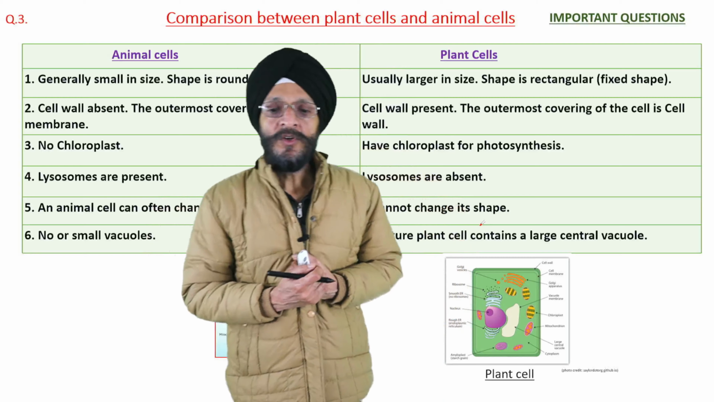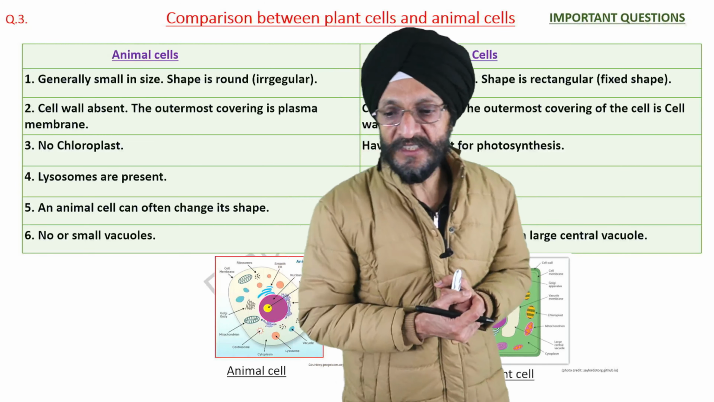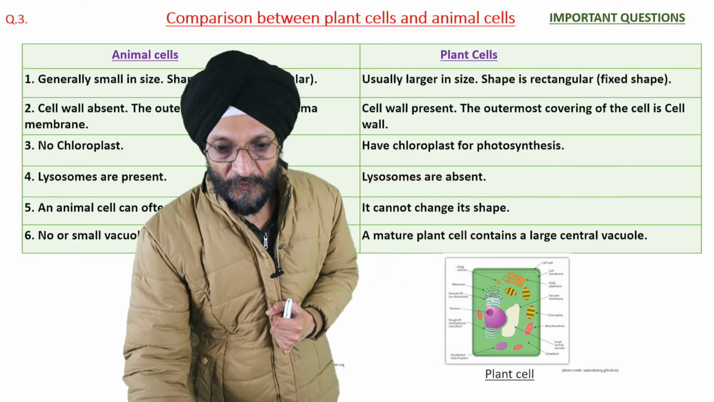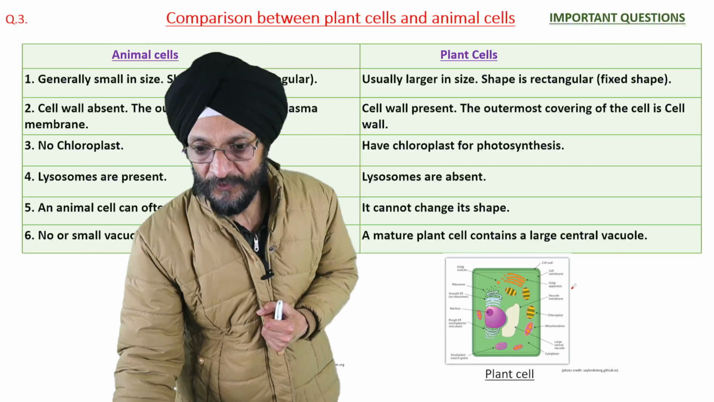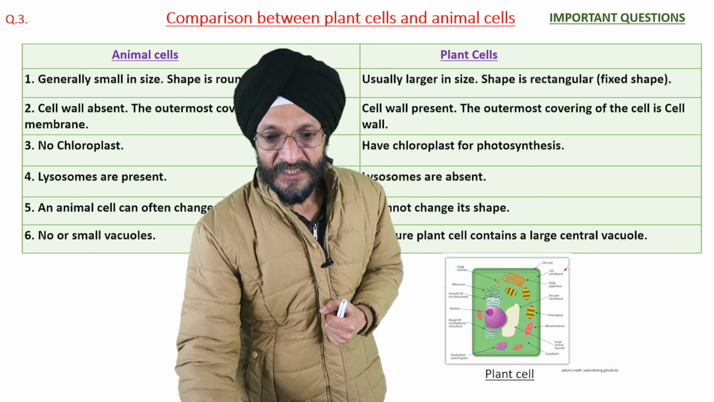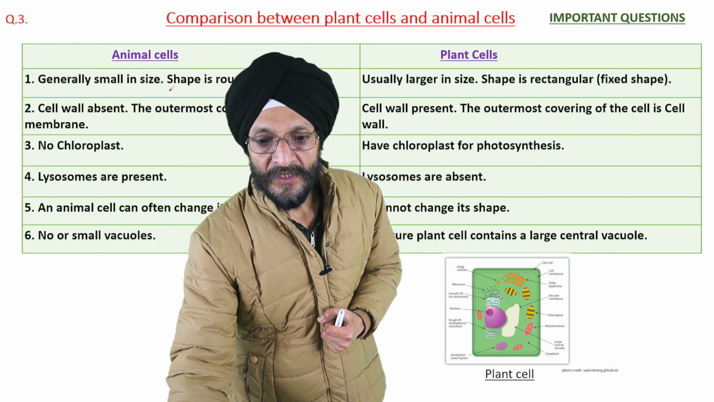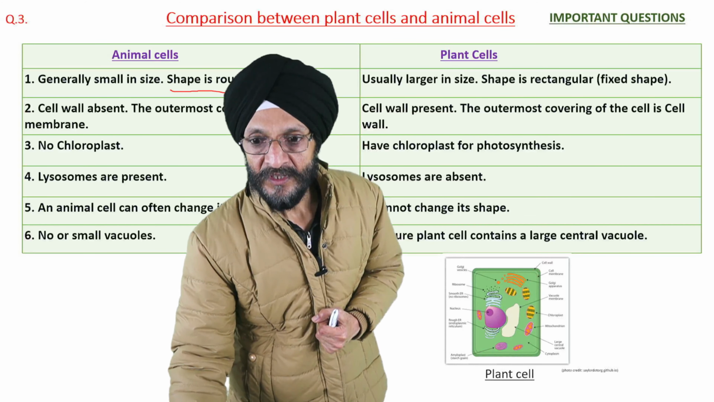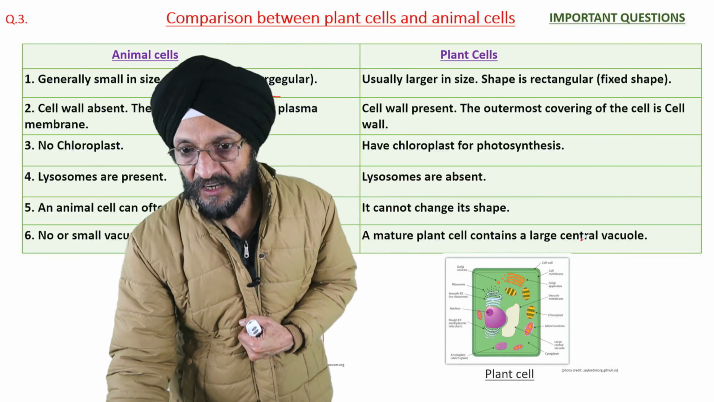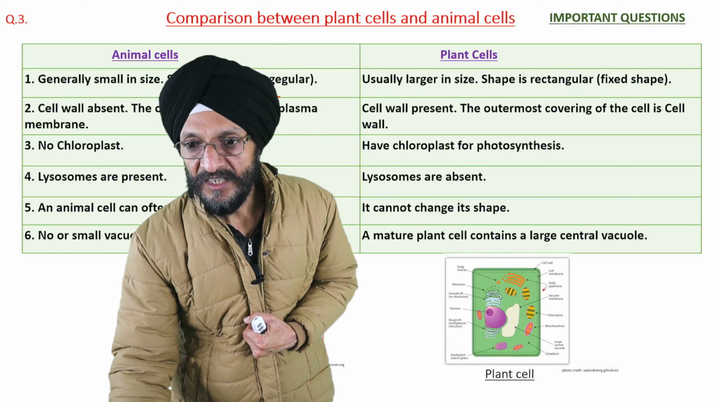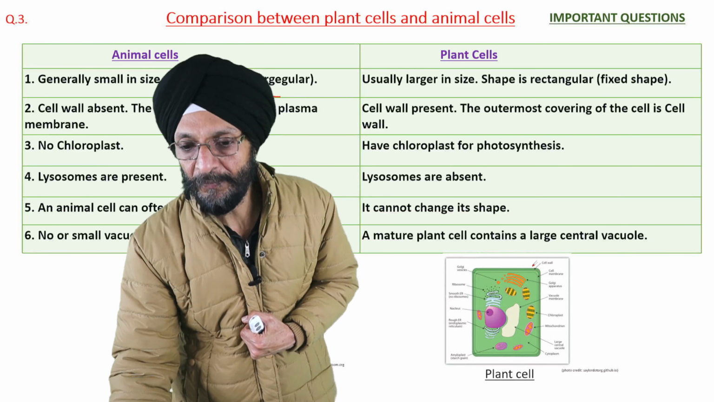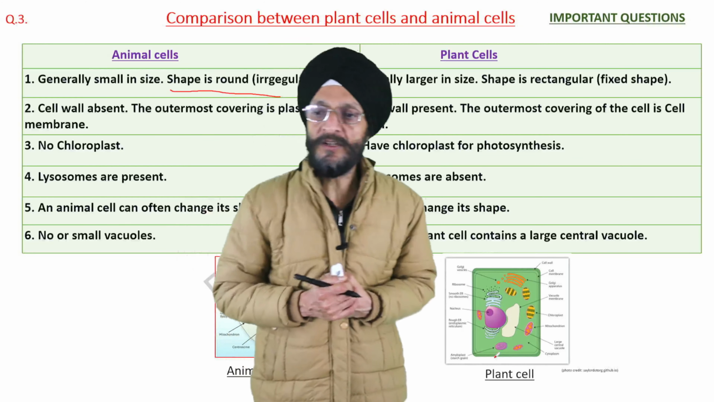Now we will make the comparison between plant cells and animal cells. These are the pictures of the animal cell, and this is the picture of the plant cell. Animal cells are generally small in size. Their shape is round or irregular, whereas plant cells are larger in size. Their shape is rectangular. You can see that the plant cells are rectangular, fixed shape.